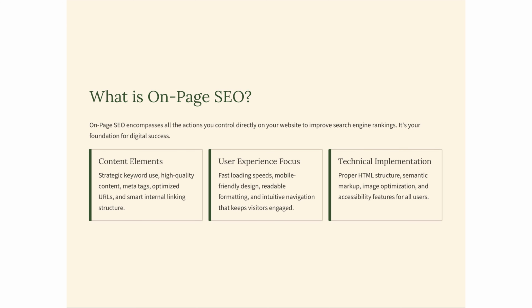On-page SEO involves optimizing elements directly on your website to boost search engine rankings. Key components include strategic keyword use, high-quality content, and meta tags. Focus on user experience with fast loading speeds, mobile-friendly design, and intuitive navigation. Ensure technical implementation with proper HTML structure, semantic markup, and image optimization for accessibility.